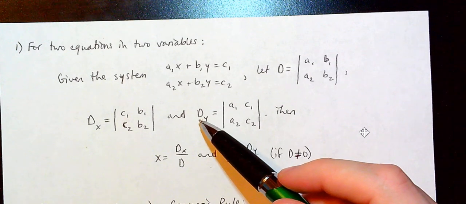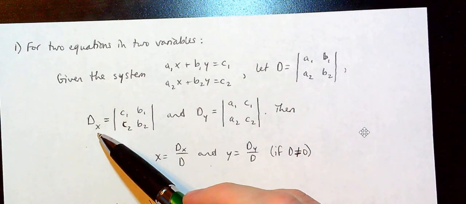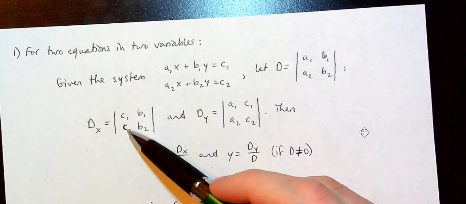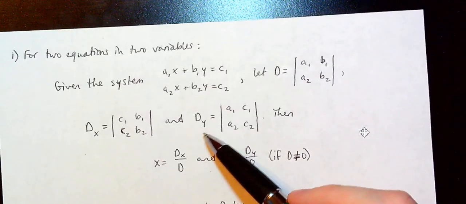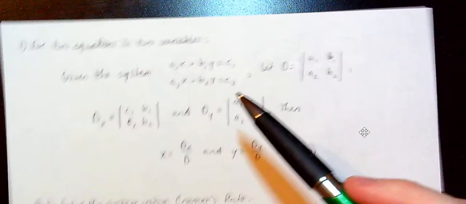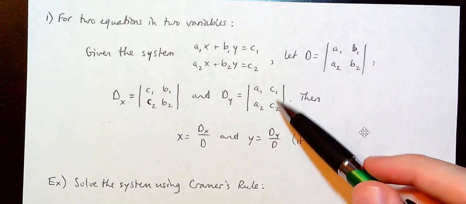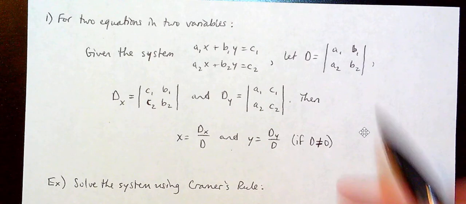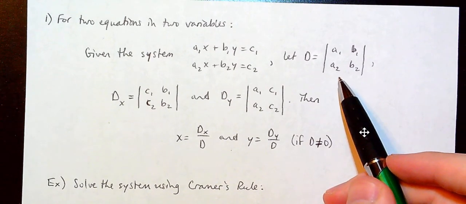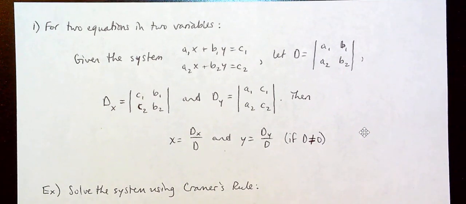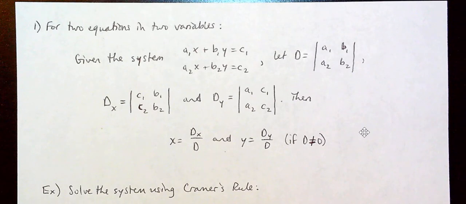So you can think of it sort of as, for D sub x, the x coefficients are being replaced with the c's. For D sub y, the y coefficients, the b values, are being replaced by the c's. Then, as long as D here is not equal to 0, we have that x is going to be D sub x over D, and y is going to be D sub y over D.